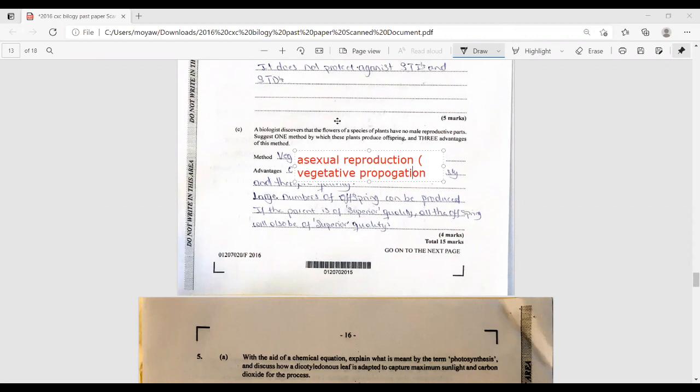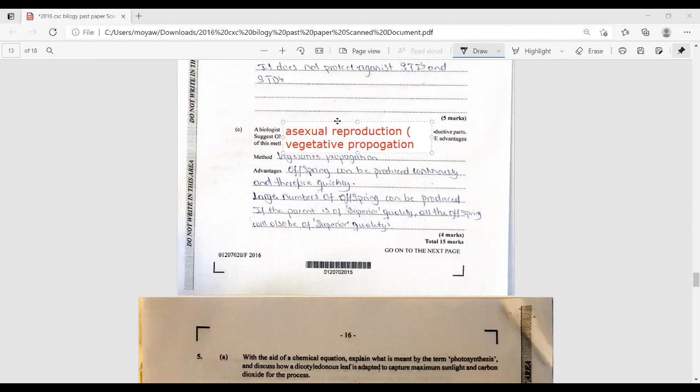Now the advantages. One, offspring can be produced continuously and therefore quickly. Two, large numbers of offspring can be produced. And three, if the parent is of superior quality, all the offspring will also be of superior quality.